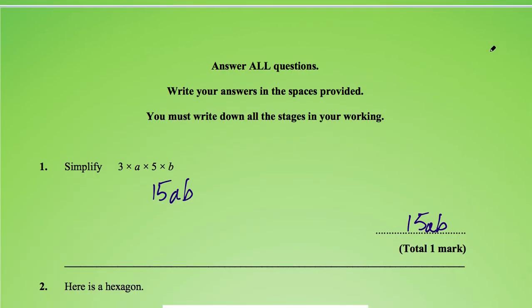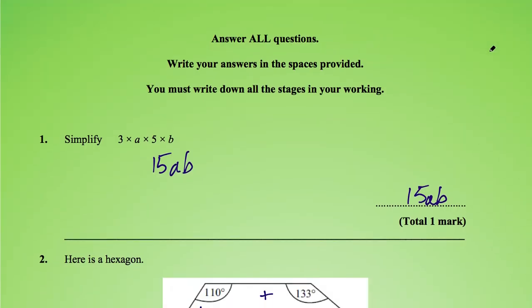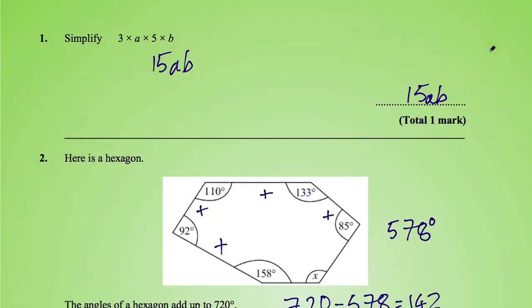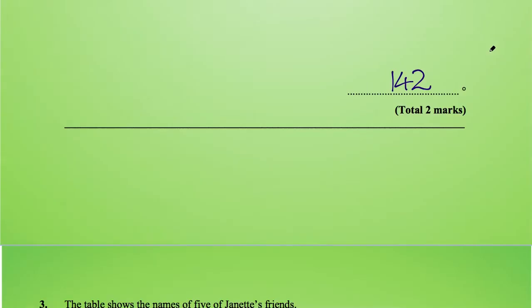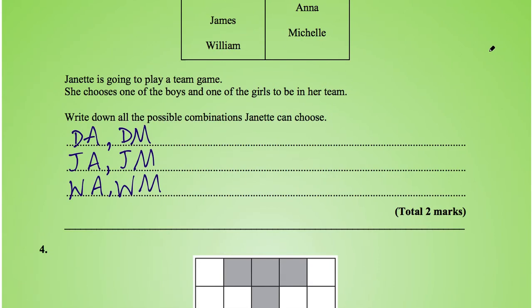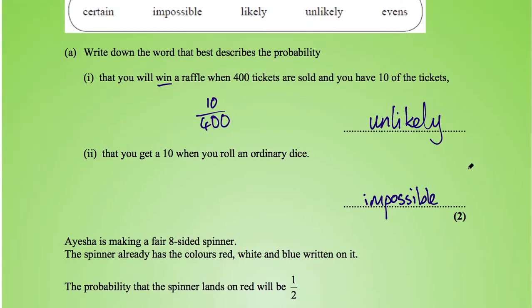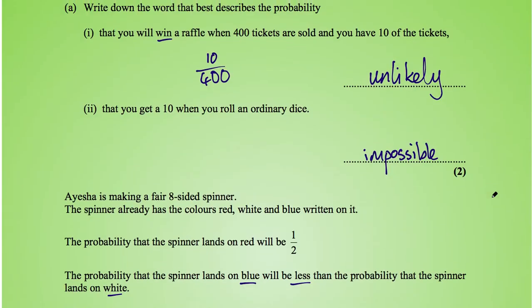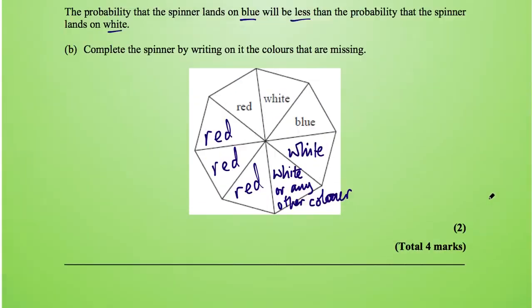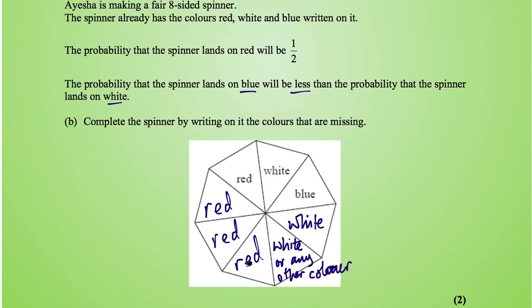And here are your answers. So just pause it if you just want to check. Question 1, 15 AB. Question 2, 142 degrees. Question 3, those 6 options. Question 4, 40% and 0.4. Question 5, unlikely, impossible. Question 6, 3 of them have to be red. At least one of them has to be white, and your final one can be white or any other color written in.